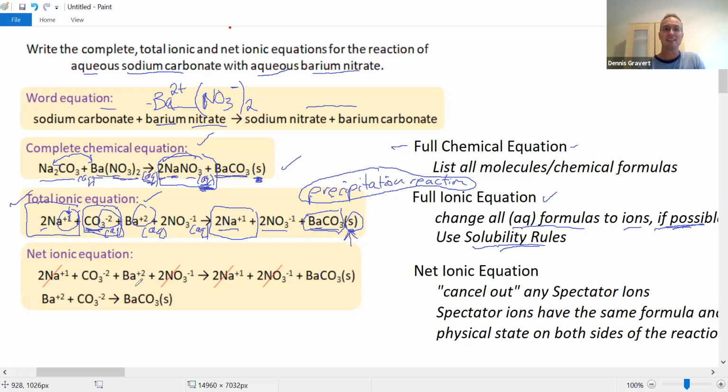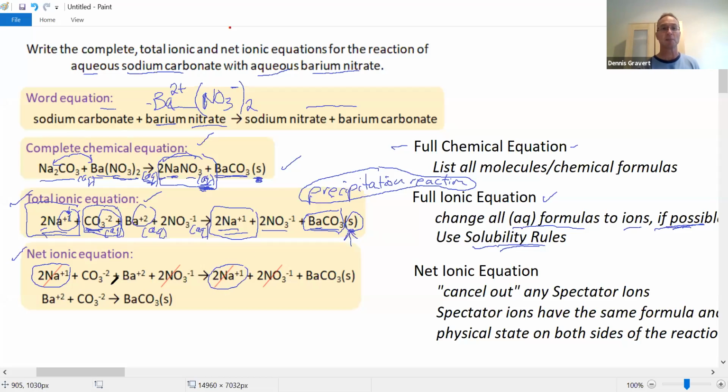Another way of viewing this is realizing that sodium, you did nothing. You're just watching the action. You're watching barium and carbonate find each other and precipitate out as a solid. You guys are spectator ions. You lazy bums, get out of there. So in a net ionic equation, you cancel out, or just eliminate, your spectator ions that do not change.